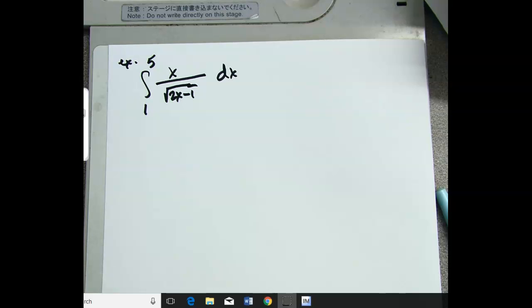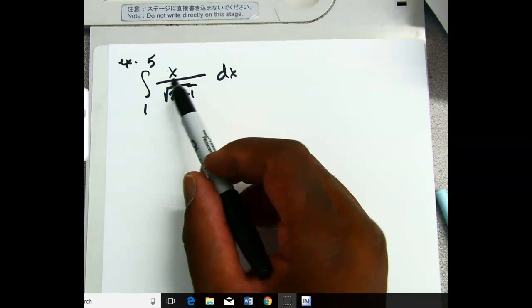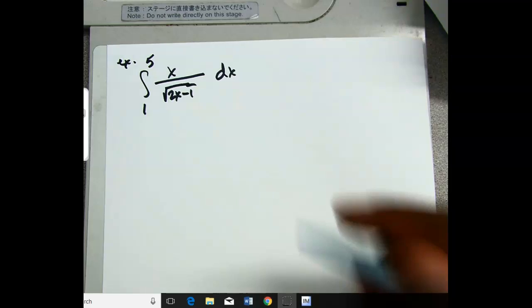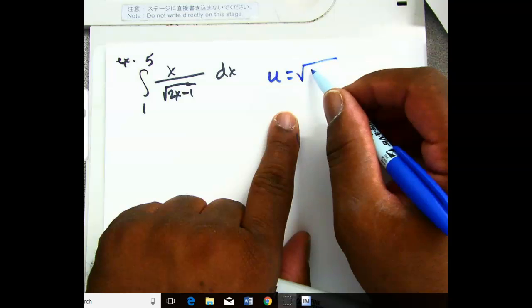So you will notice in this particular problem that you don't really have one function as the derivative of another. Like if I let u equal 2x minus 1, then du is 2 dx. So here, this one's a little more difficult to solve. So what we're going to do in this case is we're going to let u equal the square root of 2x minus 1.